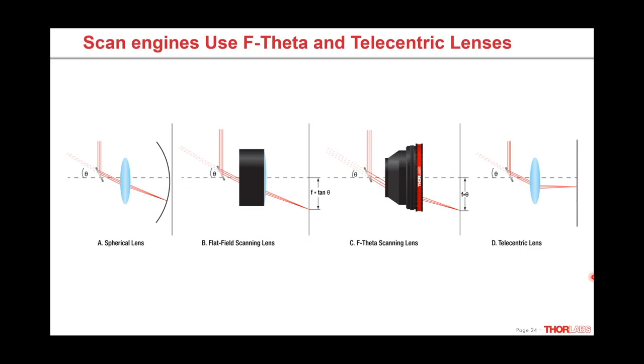So now I'd like to just briefly talk about the optics that are in the scan engine and why we use specific types of optics in the scan engine. One cannot use just simple spherical lenses because the focal spot will trace out a semicircle, not a flat line perpendicular to the scan engine axis. Since we generally want to be imaging a flat line in the sample, these spherical lenses will not do.